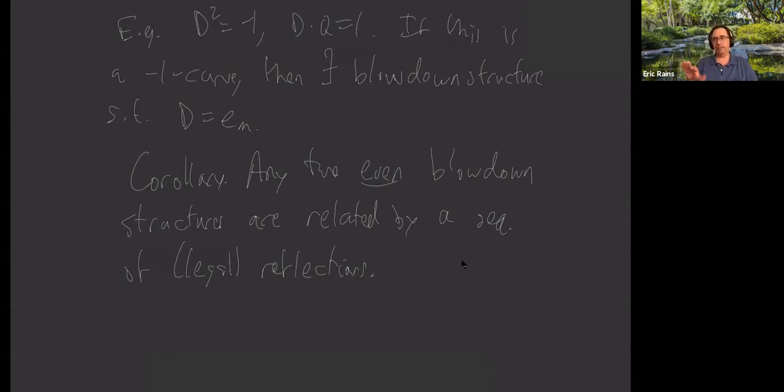I mean, modulo the fact that this issue of not always being able to do reflections. Okay, and of course, this is also true for odd blowdown structures, because any odd blowdown structure, at least assuming we've blown up more than 1 point, is related to an even blowdown structure by an elementary transformation. And so the same thing is true for odd blowdown structures. So the groupoid itself is connected. The full groupoid of blowdown structures, if we include elementary transformations, is connected. If we only include these reflections, then it has 2 components, one even, one odd. Okay.